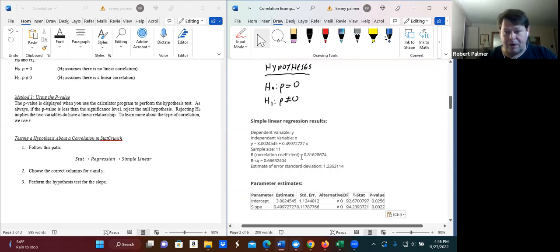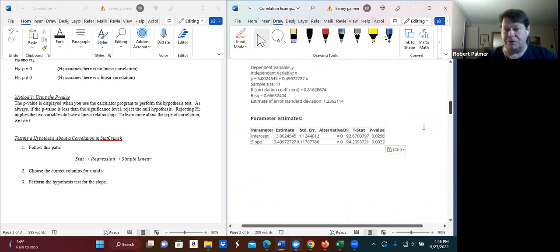Okay. Now this actually gives us what's called a regression line. We'll talk about that in a future video. This also gives us the correlation coefficient, 0.816. And then what we'll look for for the slope is the p-value.